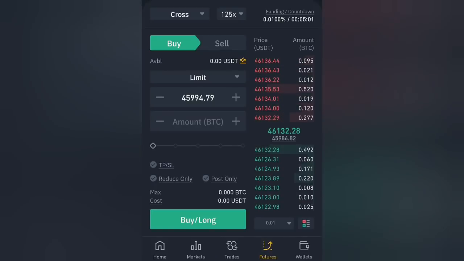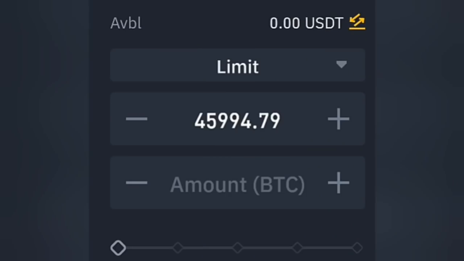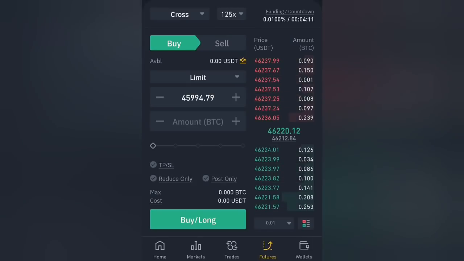Now this is how your futures platform will look like. I am going to show you exactly how to use this interface right here. Now, as you can see, we have 0.00 USDT present in our wallet. Now, we would have to transfer USDT from our spot wallet to our USDT futures wallet. Once we do that, we'll be able to trade on the futures platform.